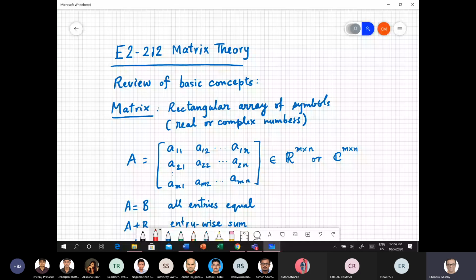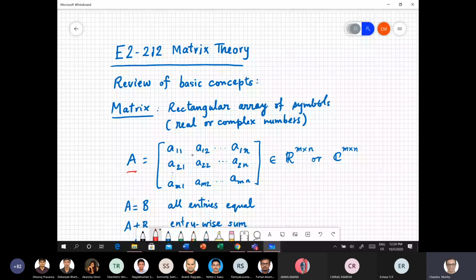A matrix is a rectangular array of symbols. In the context of this course, it's always going to be real or complex numbers. So I can write a matrix A as a collection like this, containing A11 as its first entry, A12 as its second entry, A1n as its nth entry in the first row, then A21, A22 up to A2n, and so on, to Am1, Am2, and Amn in the last row. This is what we call an m cross n matrix.